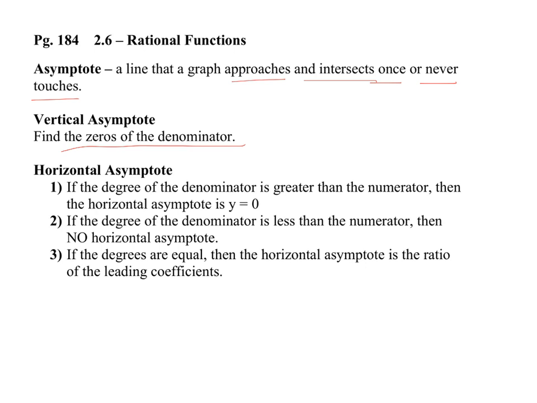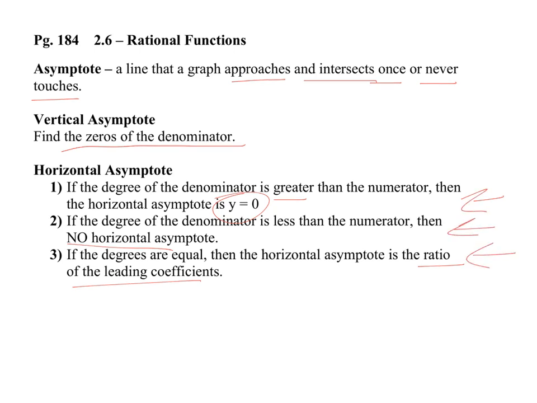For the horizontal asymptotes, there's a lot more going on. You have to look at the degree of both the numerator and the denominator. If the degree of the denominator is greater than the numerator, then your horizontal asymptote is simply y equals 0. If the degree of the denominator is less than the numerator, then there is no horizontal asymptote. And if the degrees are equal, then the horizontal asymptote is the ratio of the leading coefficients. You'll see each of these come up in the examples.